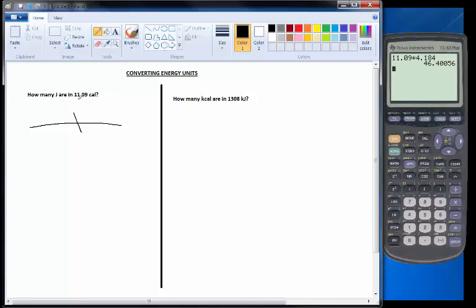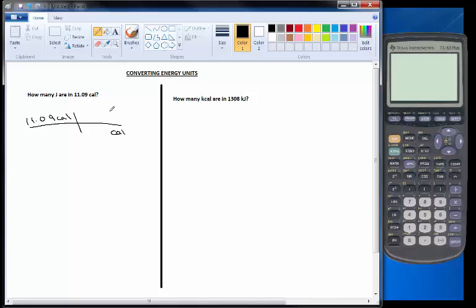The information that's given to us in our problem, 11.09 calories, will be the information that we put in the first block of our conversion table. Even if we don't know anything else, if we have the unit calorie on top, that means that we have to write the unit calorie on the bottom. One of the things that we know from our book is that 1 calorie is equal to 4.184 joules.